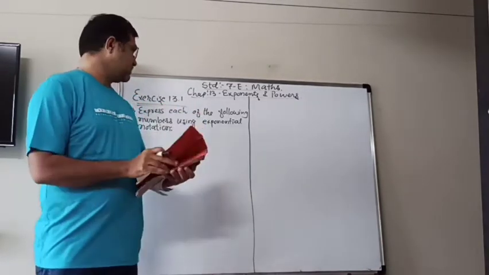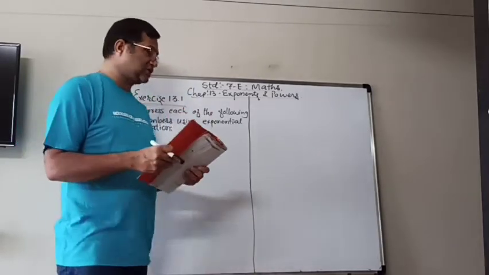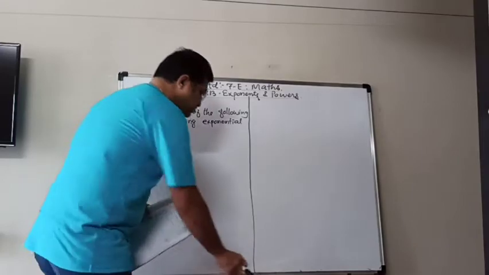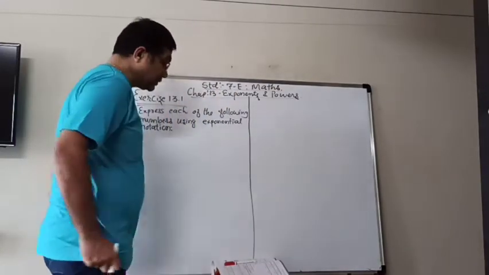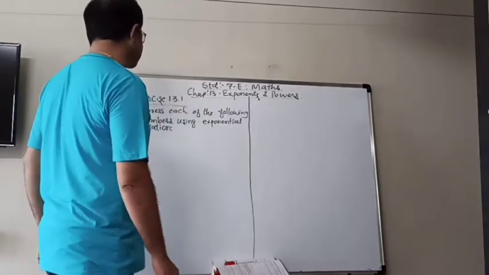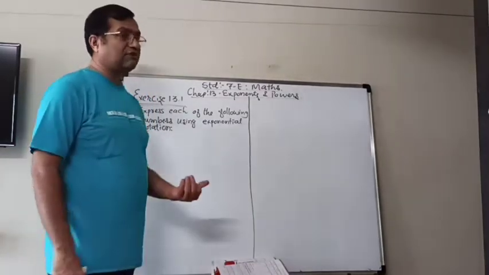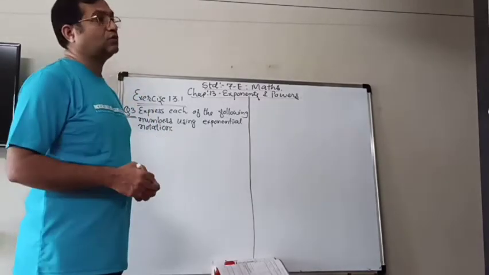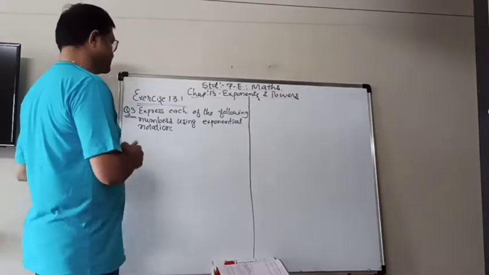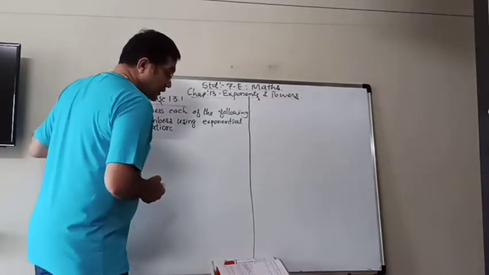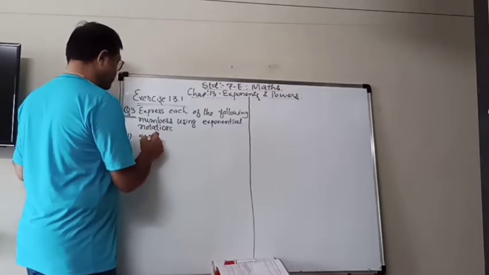We started exercise 13.1. Now we are at question number 3. It says: express each of the following numbers using exponential notations. It means that whatever number is given, we have to write it in the exponential form. Let's see, the first one is 512.